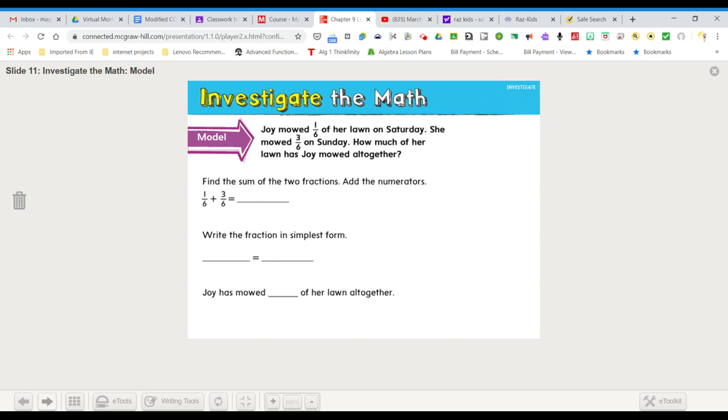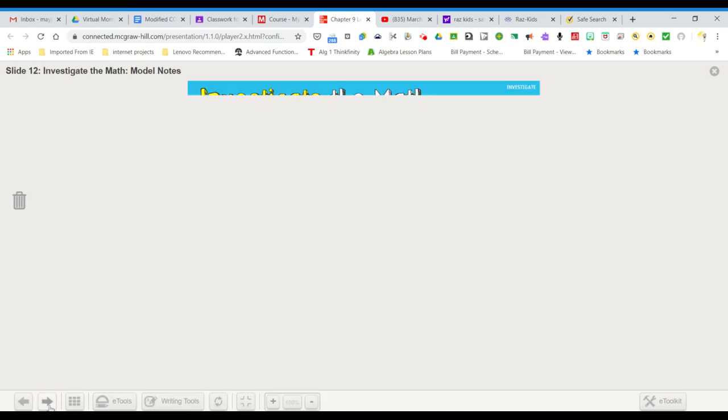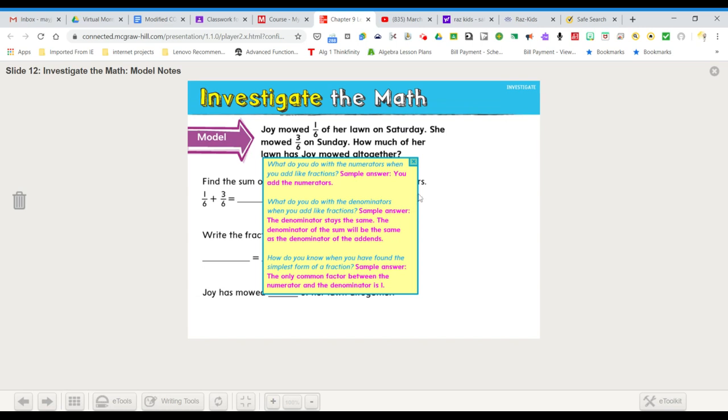So the numerators in this case are the 1 and the 3. So you simply add those, 1 plus 3. I know you guys know that's 4. Your denominator stays the same. It doesn't say add the denominators here. No. It says add only the numerators. Your fraction is going to be 4/6.